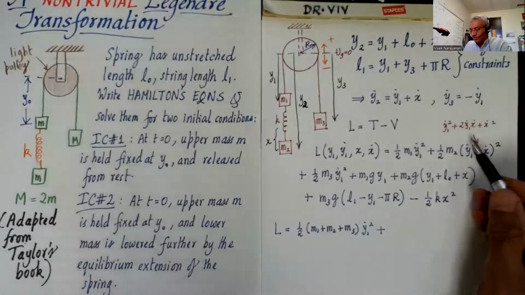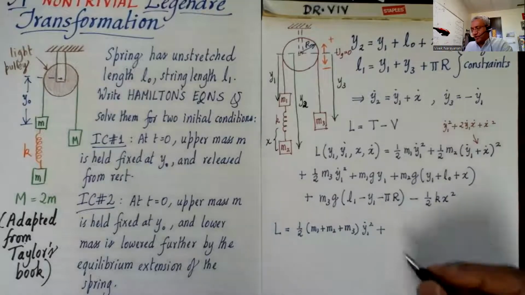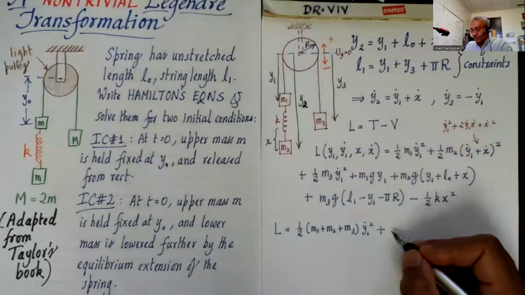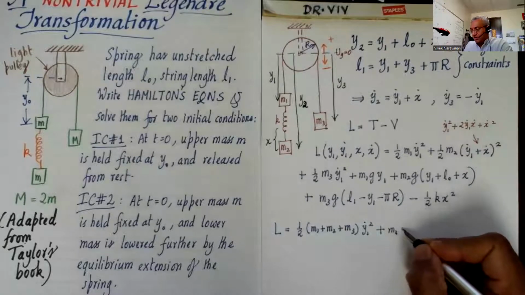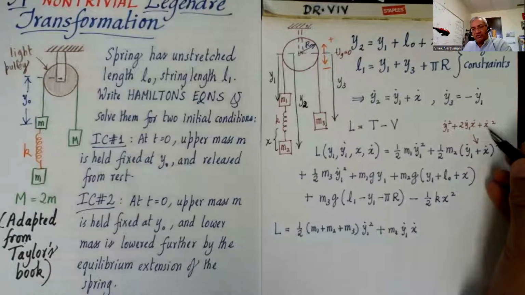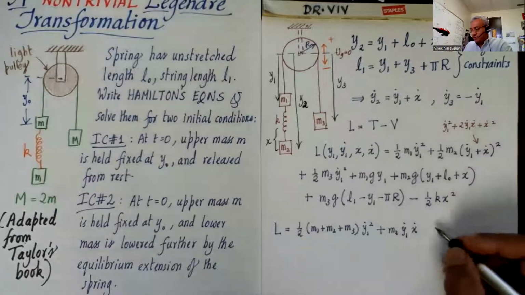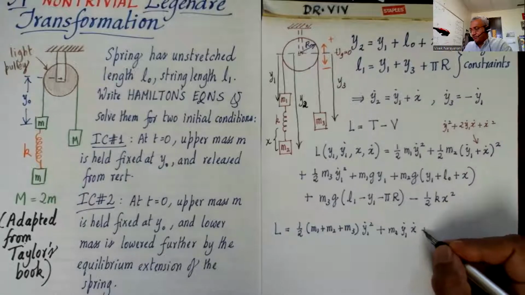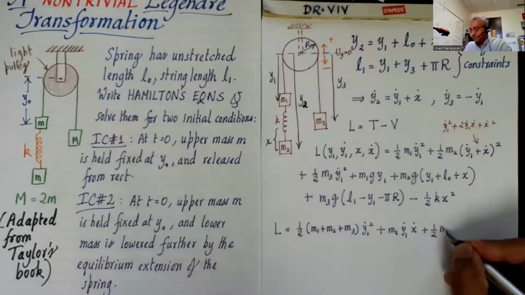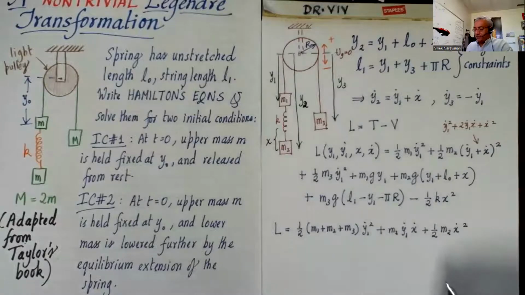So let's focus on the middle. The middle term has a 2 and a 1/2. They cancel out, so I just get m2 y1 dot x dot, and then I still have this term, which will be multiplied by 1/2 m2. So I have finished all the kinetic energy terms.